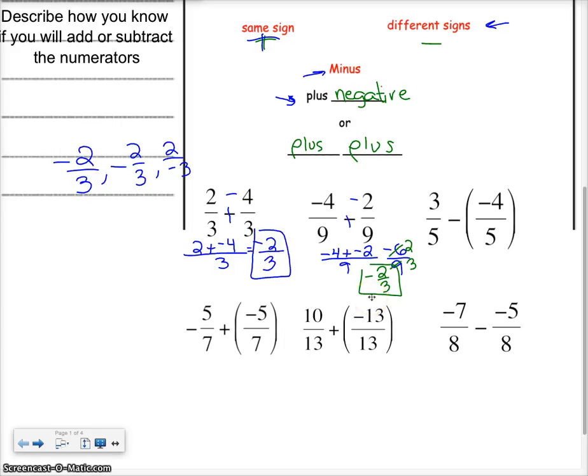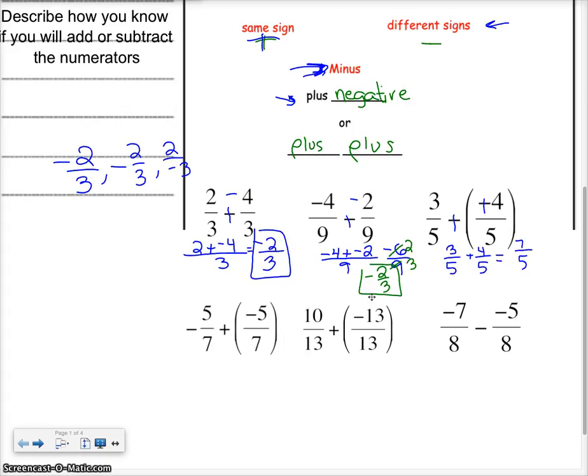All right, next one. 3/5 minus a negative 4/5. So I see the minus sign, so my eyes look right here. What do I need to do? Am I plussing a negative or plus-plussing? I'm plus-plus, because those two negatives are right next to each other. So this really turns to 3/5 plus 4/5, which is what? 7 over 5. 3 plus 4 is 7 over 5.